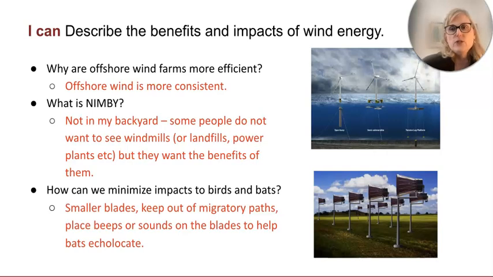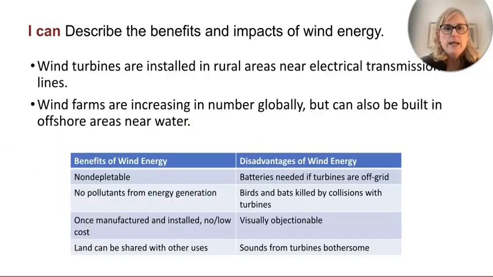Smaller blades tend to keep out of the paths of migratory birds. Some place beeps and special sounds that scare the bats away so they don't hit the blades and die. Down here is a picture of a prototype of a wind turbine where there aren't visible blades. The blades are actually inside this little capsule, and that helps the bats avoid getting hit and dying, and birds as well.